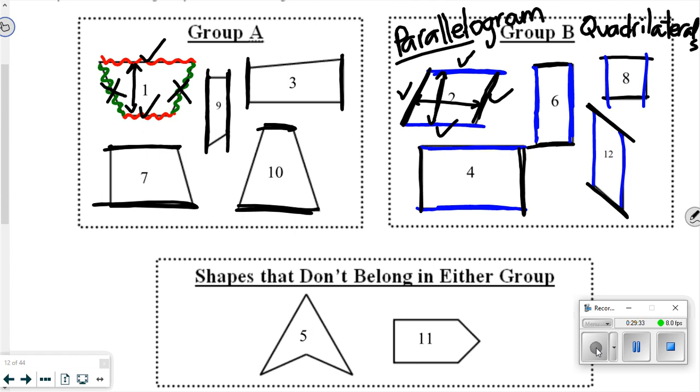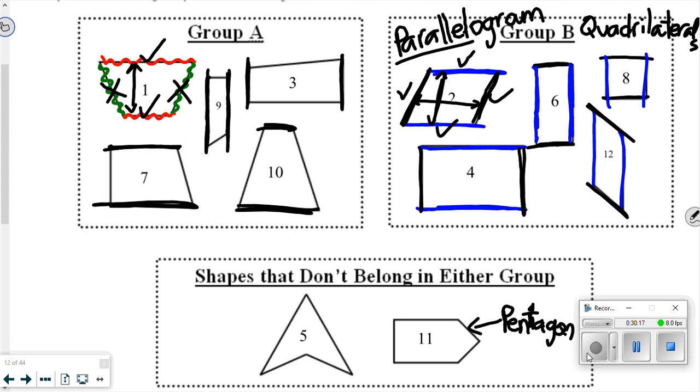Kinsey. Pentagon. This is not going to be a quadrilateral because it is called a pentagon. I'm writing, you're writing. So it can't be a quadrilateral, which means it can't be a parallelogram. It doesn't belong in any of those categories. So count the sides on shape 5. Is it a quadrilateral?